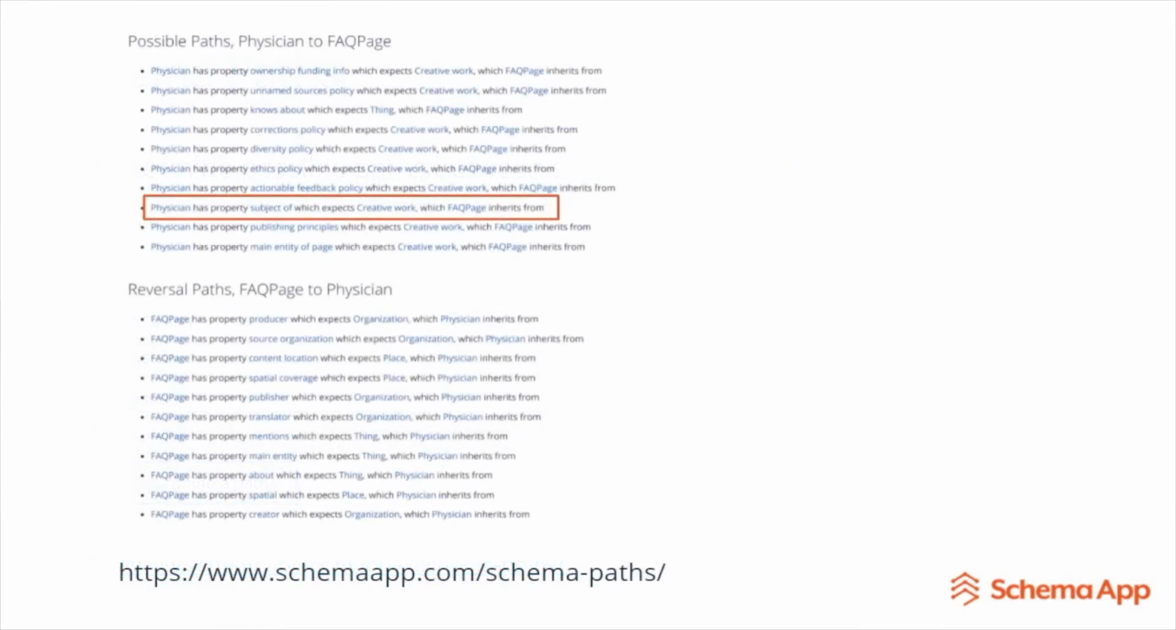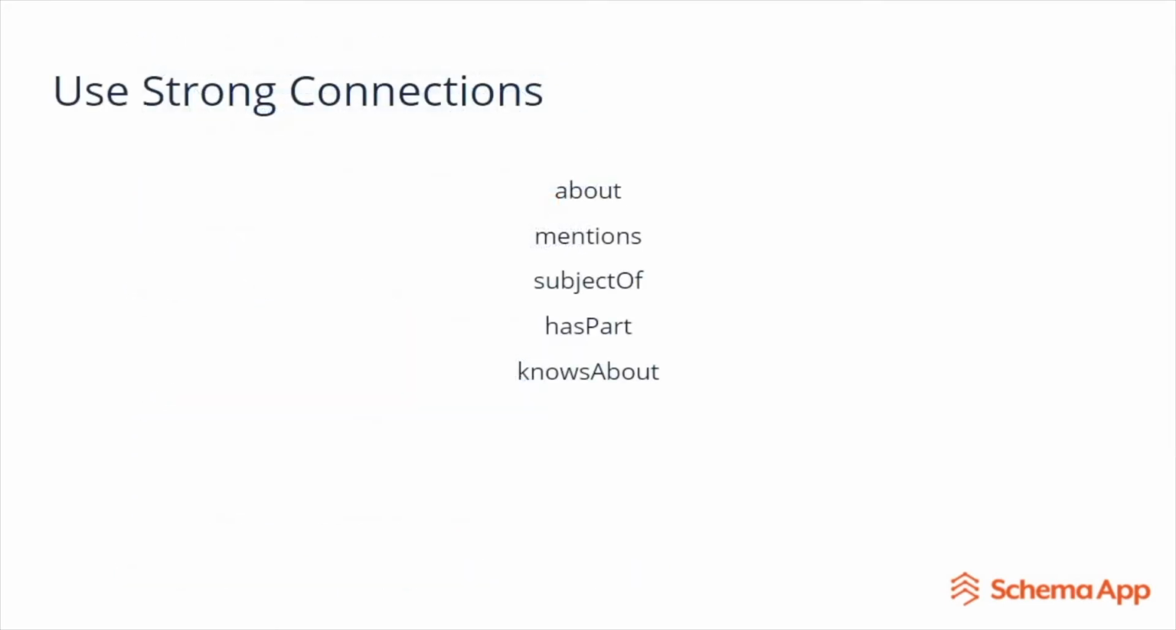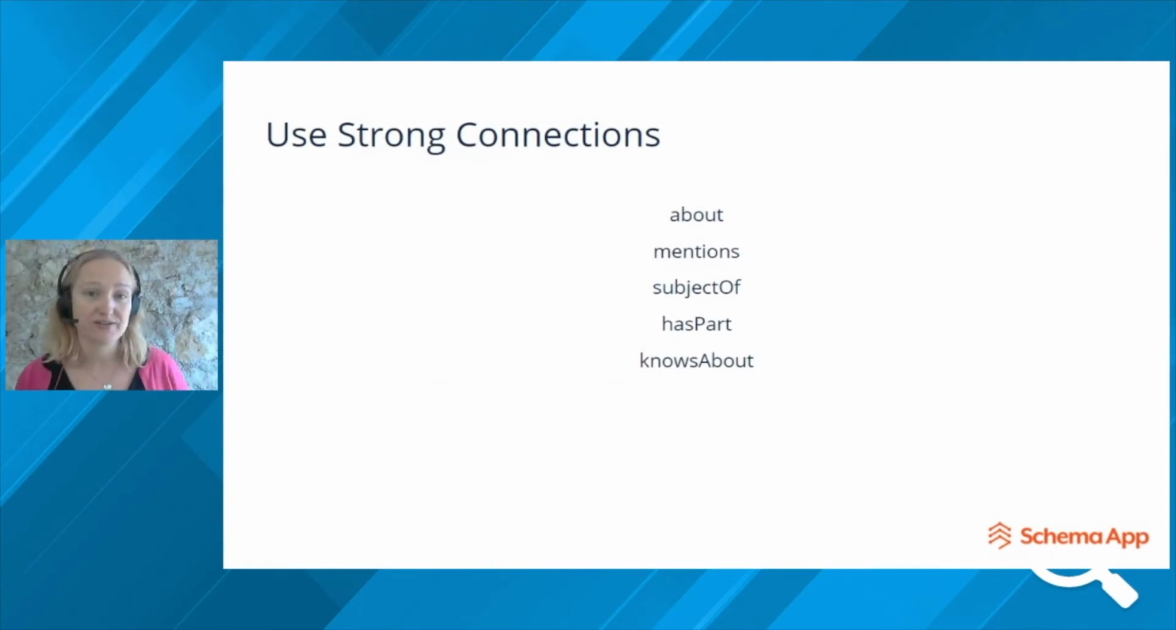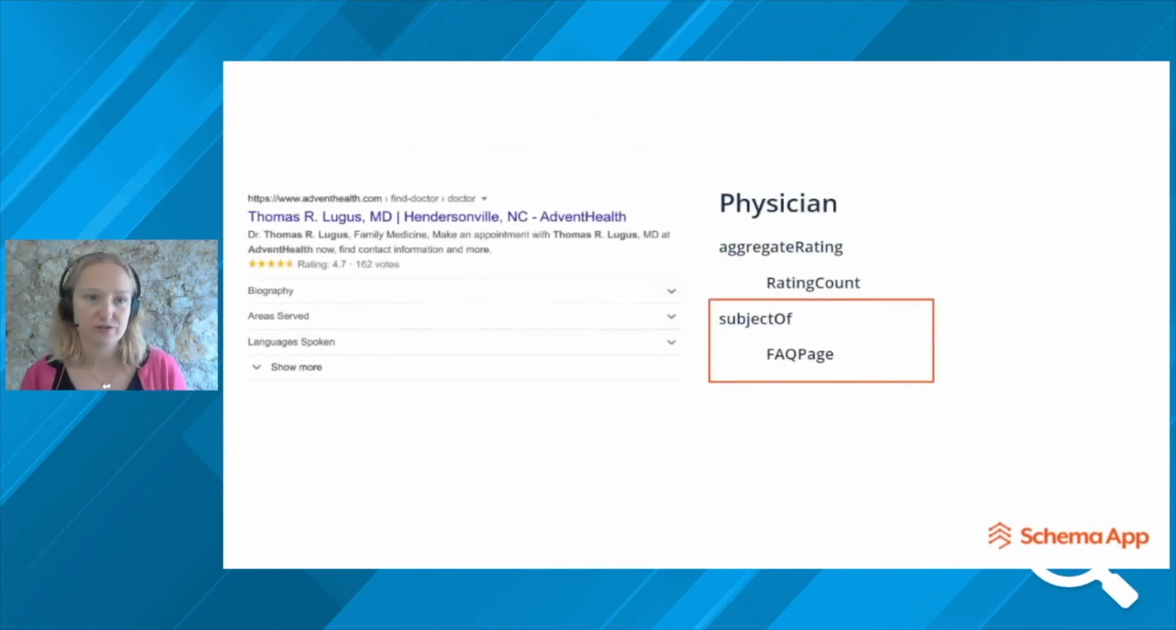Schema Paths will give you all the ways that you can connect these two types of things, and you have to read through and use your brain. Is it ownership, funding? Is it knows about? It makes the most sense that the physician is the subject of that FAQ page. The FAQ page is about, which would be the opposite of the physician. But since the page is primarily about a physician, we would use that. Subject of is only one of the strong connectors that we absolutely love. About, mentions, subject of, has part, and knows about are some of the ones you want to explore to make sure you connect things. Subject of is a great one because it's the opposite of about. If you're writing about a product page and there's an FAQ, the product is the subject of the FAQ, and then you can beautifully nest that. So in our example, we're using one of those strong connectors, subject of, to say that this FAQ page is about the physician.